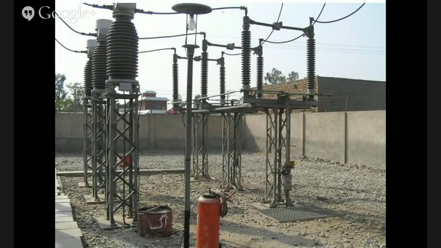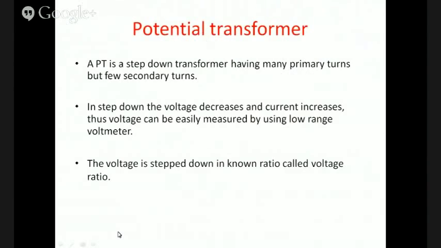Potential transformer, again like the CT, you also have potential transformers, and that is used for measuring the potential difference, having many primary turns but few secondary turns. In step down, the voltage decreases and current increases. Thus, voltage can be easily measured by using a low range voltmeter. The voltage is stepped down in a known ratio called the voltage ratio.